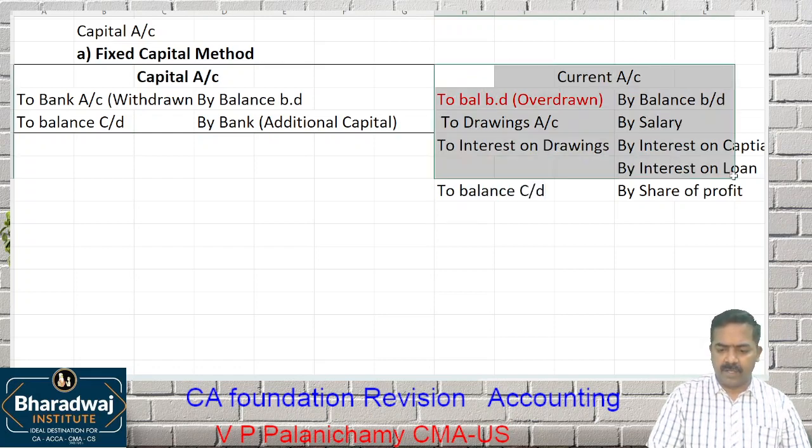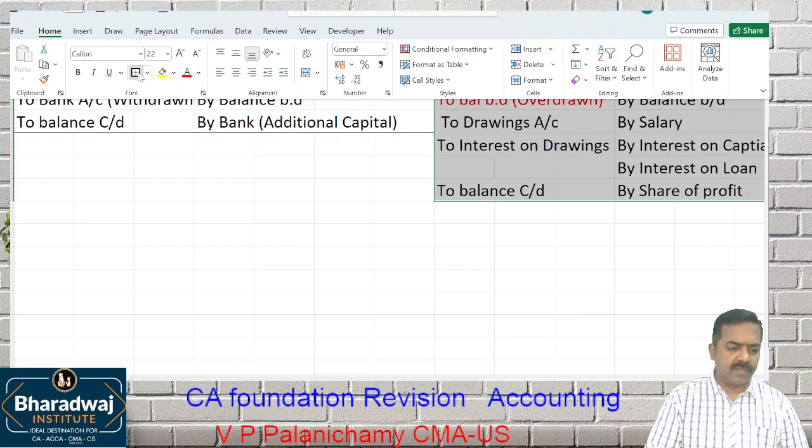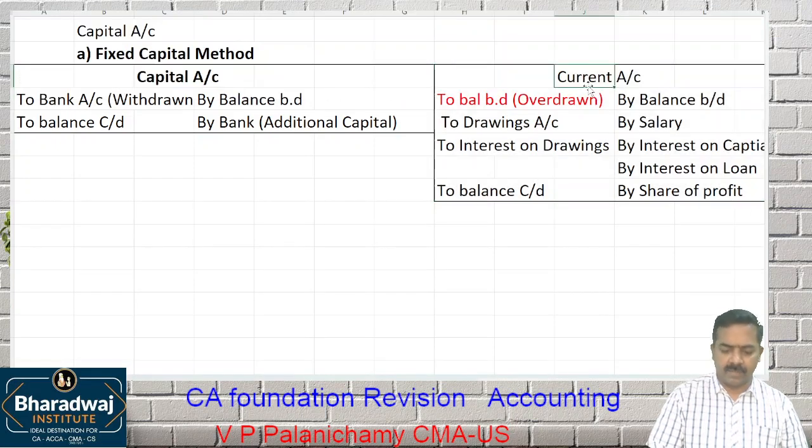So we prepare two accounts when you maintain under the fixed capital method. We maintain the capital account and the current account. Next method. What is the next method?